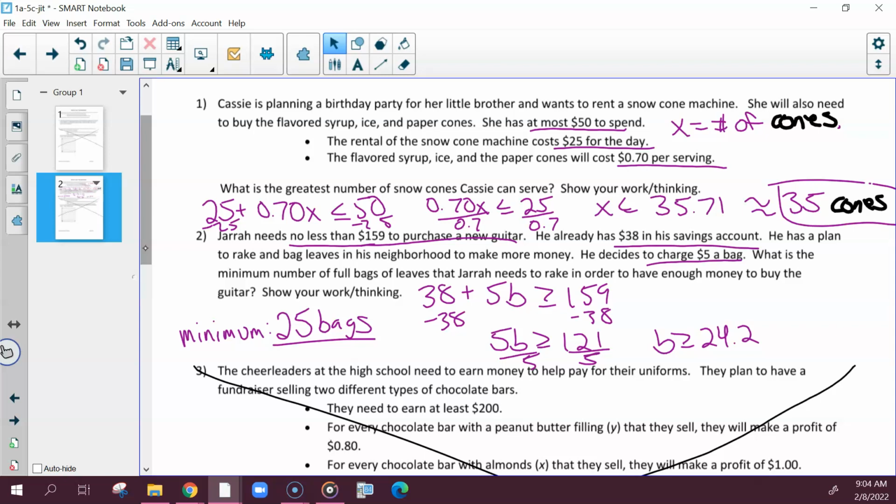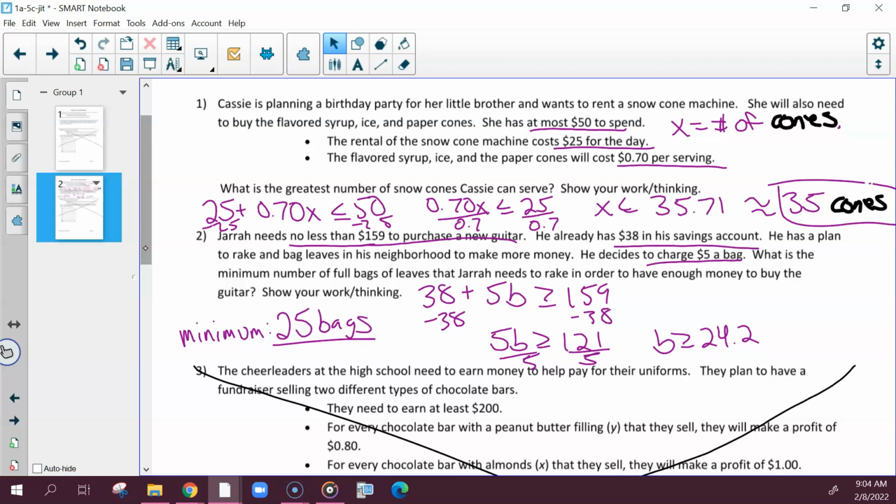And then we don't know the number of bags of leaves he would need to rake to clean up to get this amount. So your variable would represent number of bags, and then you would solve. After you solve, you get a decimal again. Number of bags should be a whole number, so we have to decide how many bags, 24 or 25.